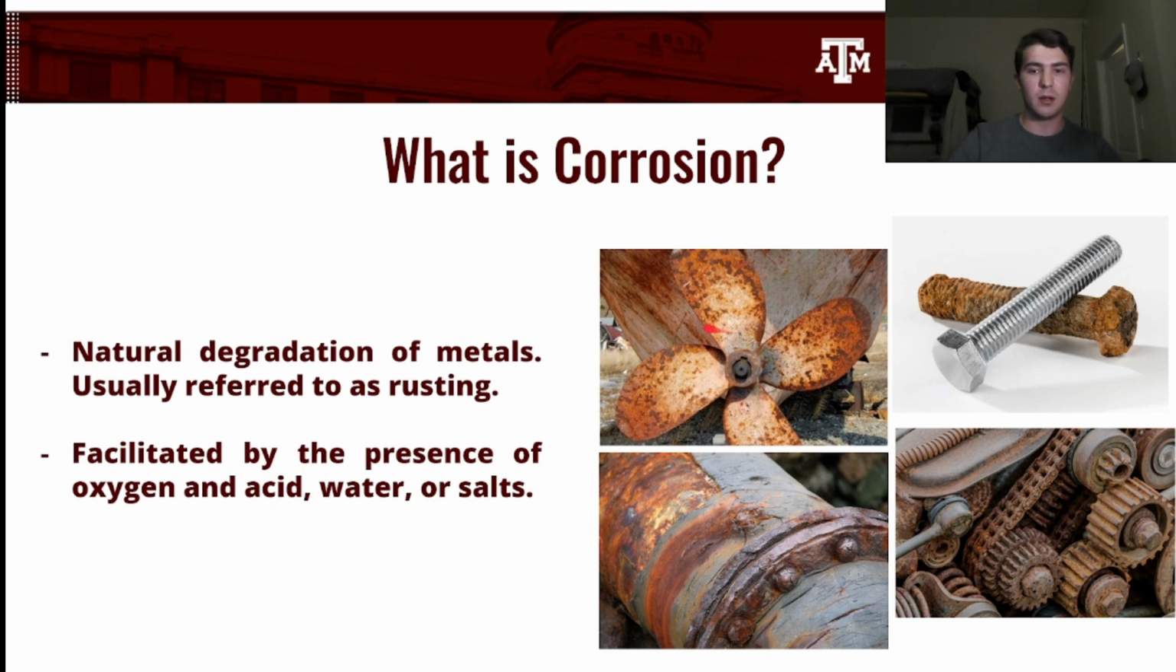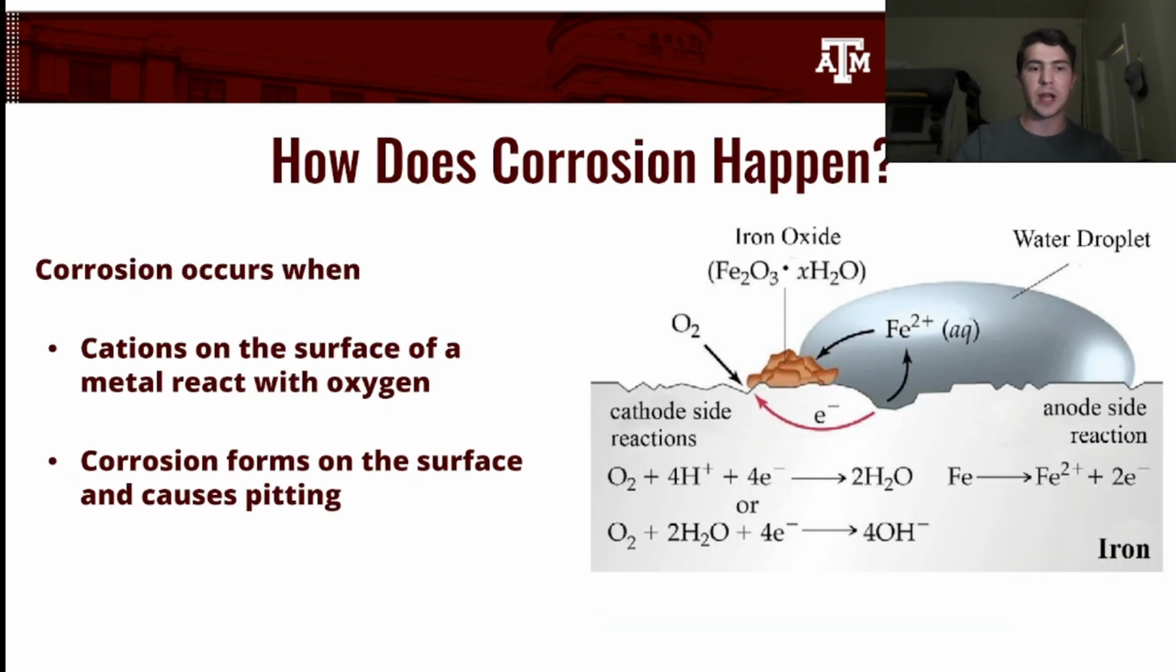This propeller usually would be in salt water, ocean water, and this pipe would possibly be underground where it can be moist. This engine would most likely be in a car or a boat that would have a humid or moist environment around it, and whatever this bolt may be screwed into could possibly be exposed to harsh environments as well. So how does corrosion happen?